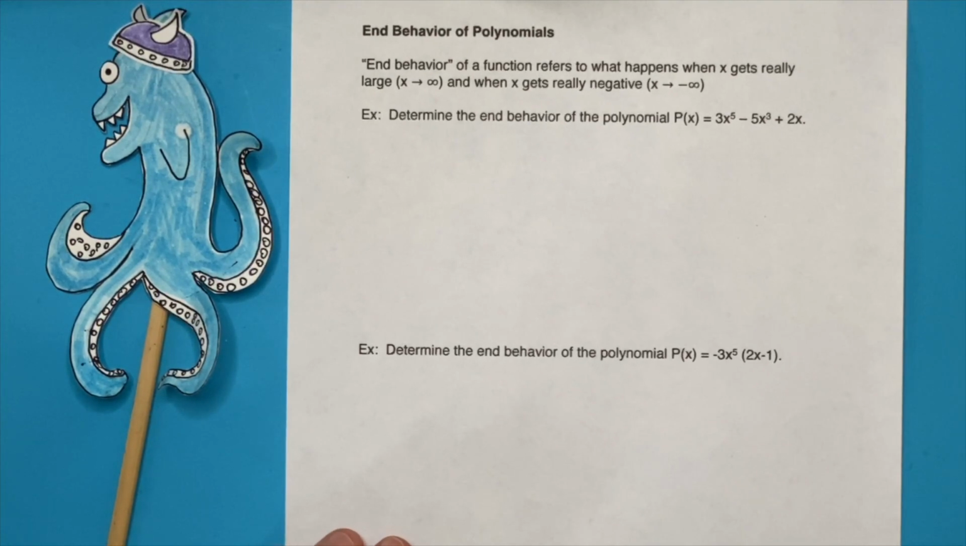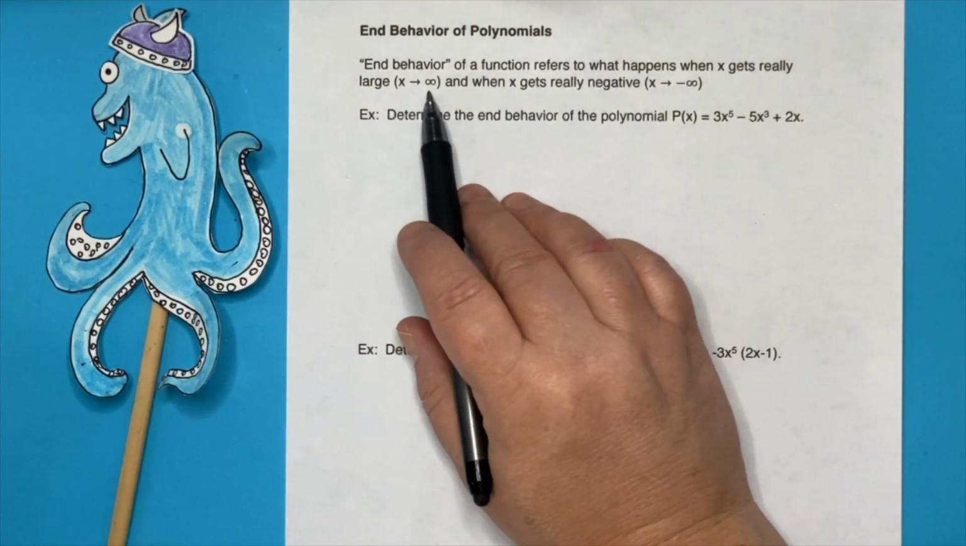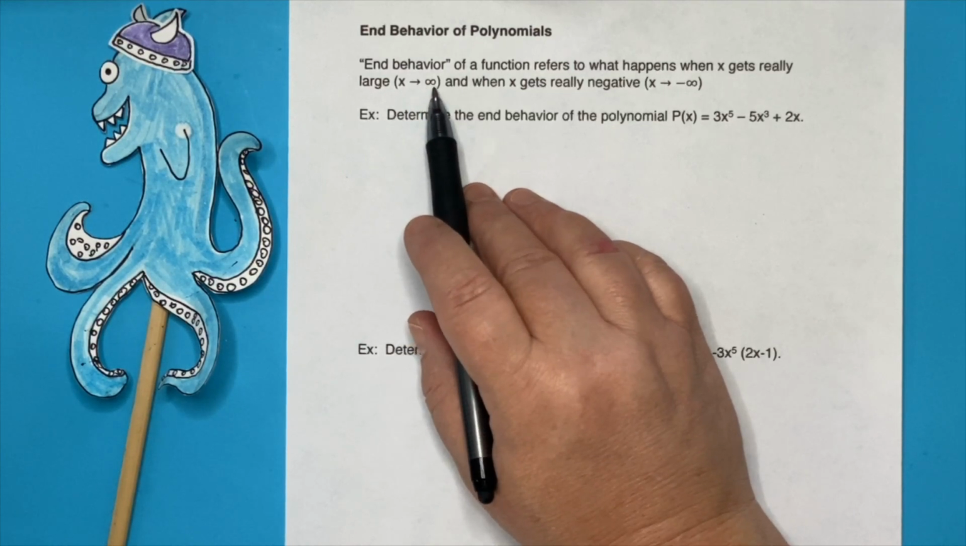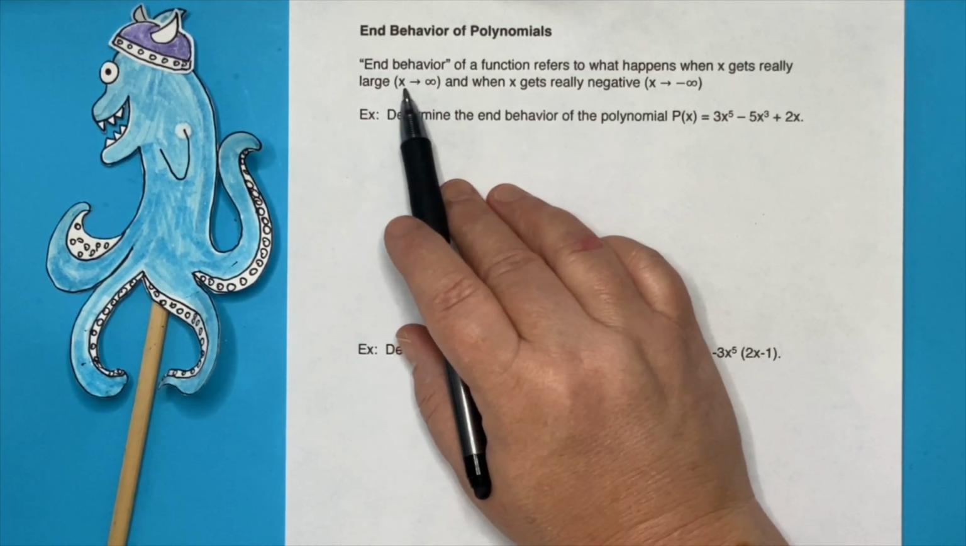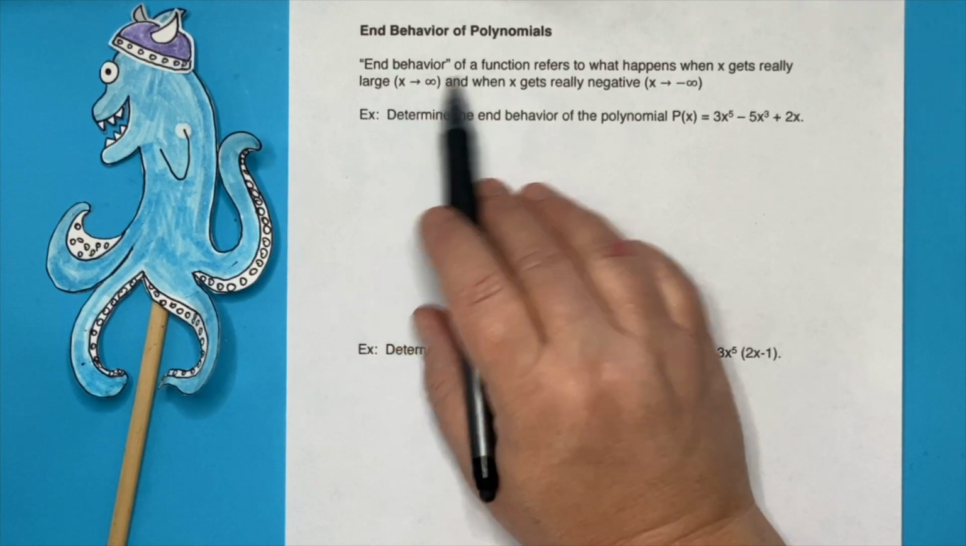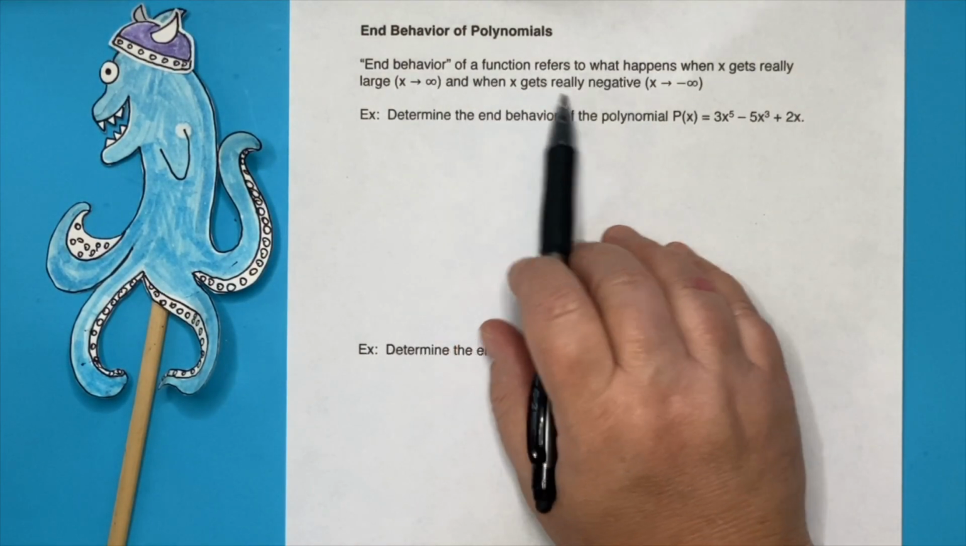So the end behavior of polynomials. The end behavior of a function refers to what happens when x gets really big, really positive. So x gets large without bound is how we say it. x approaches infinity is how you could say it sometimes. Infinity can be problematic with language. So generally we just say x gets really, really large because infinity isn't a number in math. It's a concept. And then also, what happens when x gets really negative?